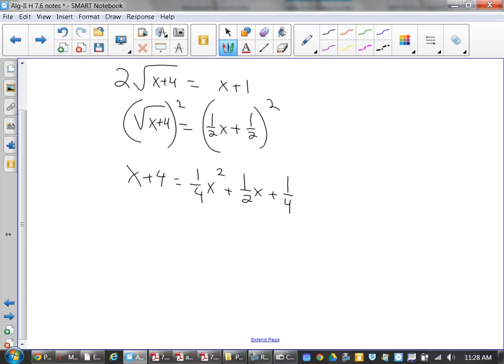Now, when you do that, you have negative 1/4 x to the 4th. When I subtract the 1, I get minus 1/2 x. When I subtract the 4, I'm going to subtract 16 over 4. Okay with that? Yeah.